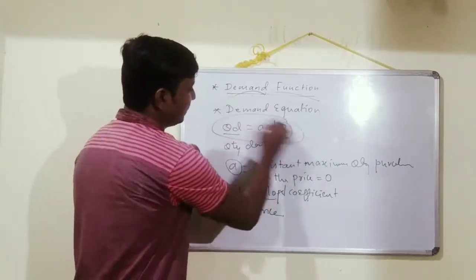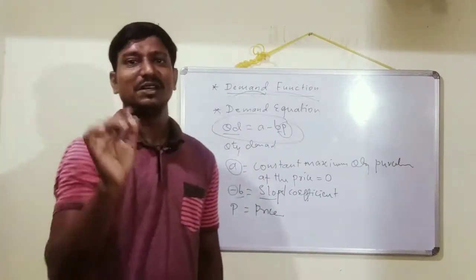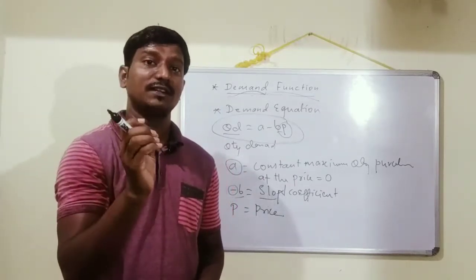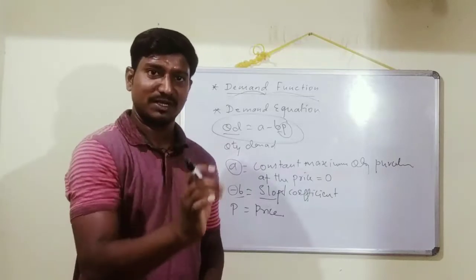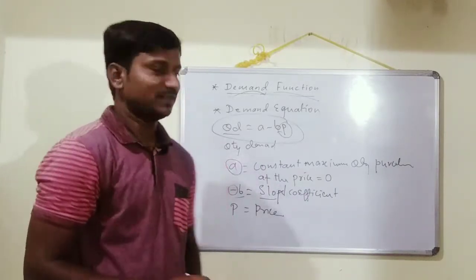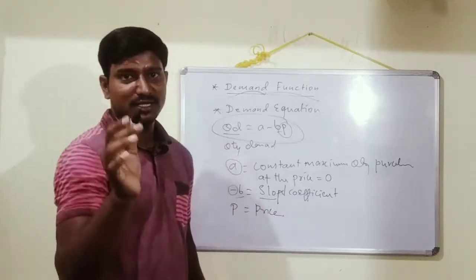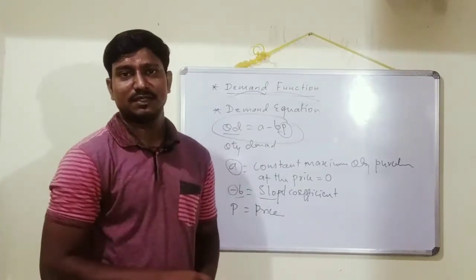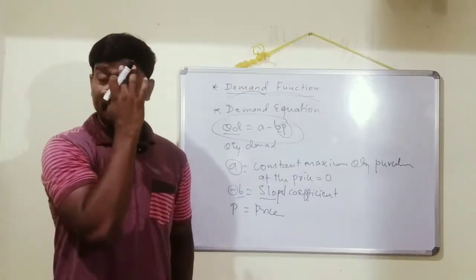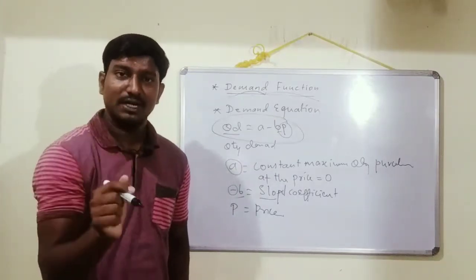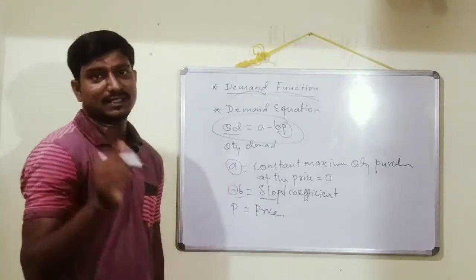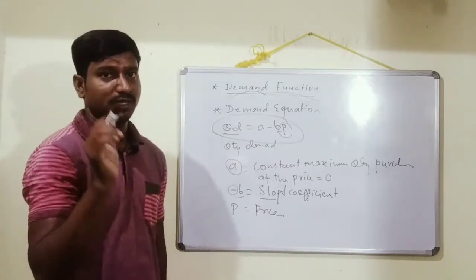By applying this demand equation, we are going to calculate different quantities, that is, how a consumer purchases different quantities at different price levels. In some of the exams, they are going to ask about this equation only: what are the independent variable, dependent variable, coefficient, and constant. That we already understood. That is how they are going to ask here.